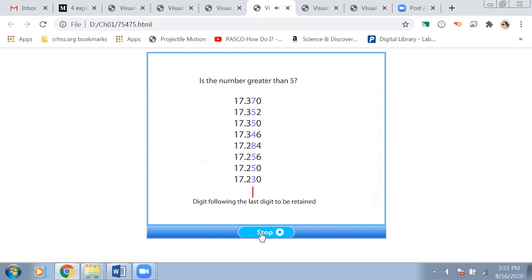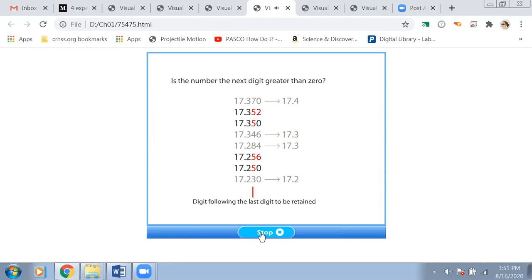Is this number greater than 5? If so, we round up. Is this number less than 5? If so, we round down. Is this number equal to 5? If so, we have more questions to ask.